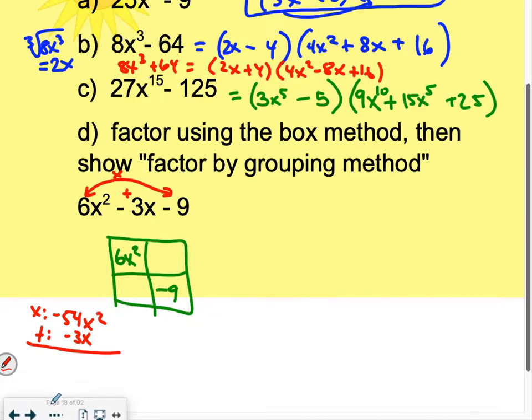So you might start making a list of factors of 54 and come across negative 9x and positive 6x. They multiply to negative 54, and they add to negative 3. So I'm going to put those in my other two corners. So now I have the 4 terms in there. So now I can factor out the GCF from each row and each column.